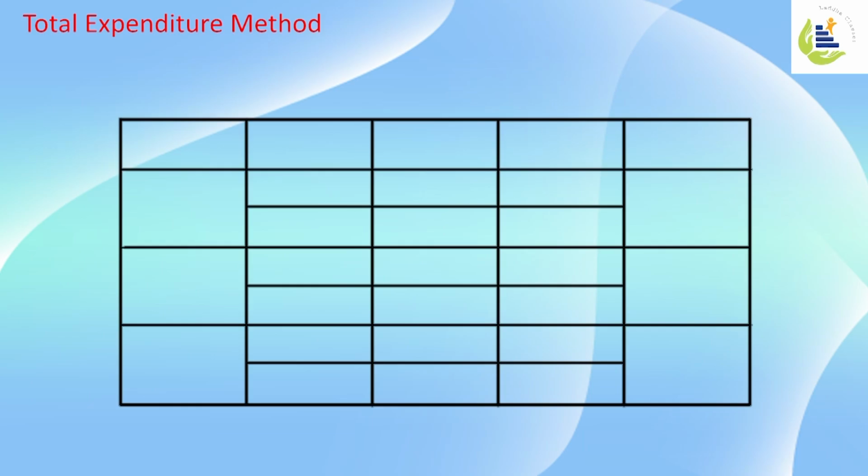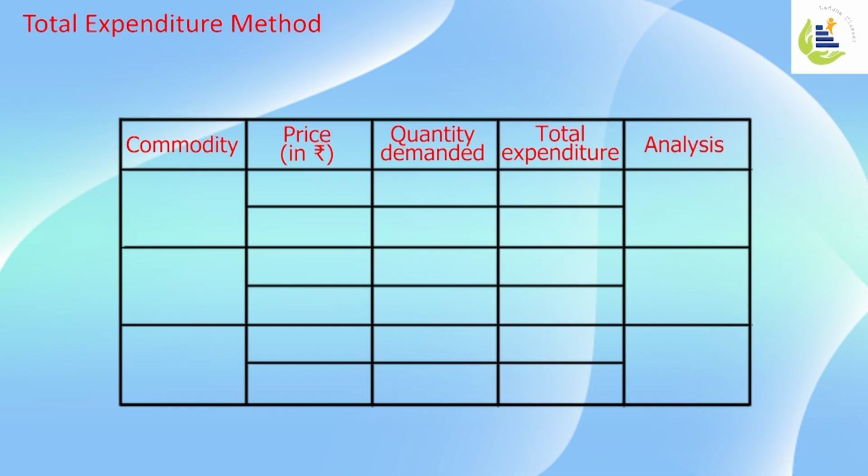On the left hand side, there is a commodity. Then another column talks about the price of the commodity. Third talks about the quantity demanded. Fourth talks about total expenditure. And lastly, what we put up is the analysis or findings of this calculation. So let's say for a commodity A, price is 10 rupees per kg and quantity demanded is 6 kgs. So total expenditure will be 60 rupees.